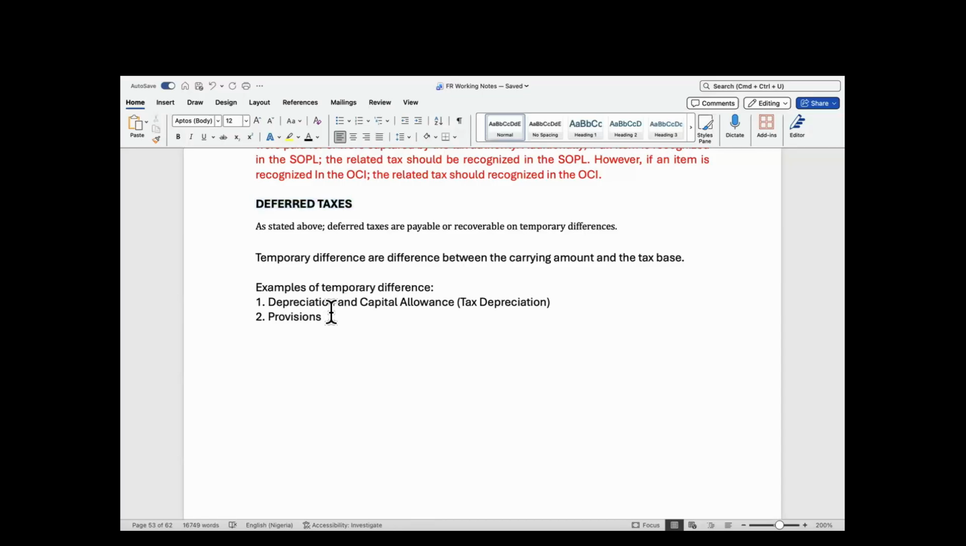So that's another example of temporary difference: provisions. Any provision, the taxman will not allow it, so it results in a temporary difference. Another one is accrued expenses. This is a similar explanation to provision in the sense that there's an expense that you have incurred, but you have not paid for. The taxman will say, bring evidence of payments. They will say, bring evidence. I mean, if they eventually allow it, you're fine.